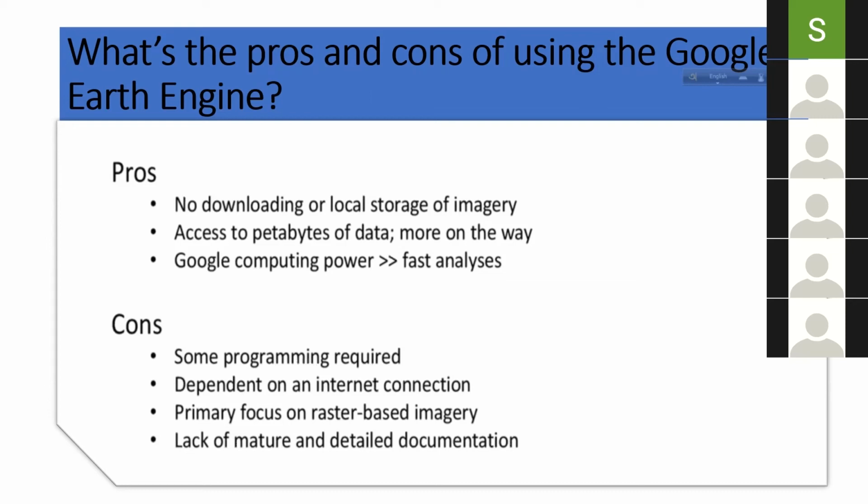But it also has some cons. Some programming is required; you need to know some programming, basically JavaScript or Python. It also depends on your internet connectivity, and it primarily focuses on raster-based imagery and lacks mature and detailed documentation. But when you use the JavaScript API web-based platform, you can see all the documentation and all the algorithms easily and efficiently, and also learn and apply them in your algorithm. So the JavaScript API is more advanced, so here I use this API or website platform.